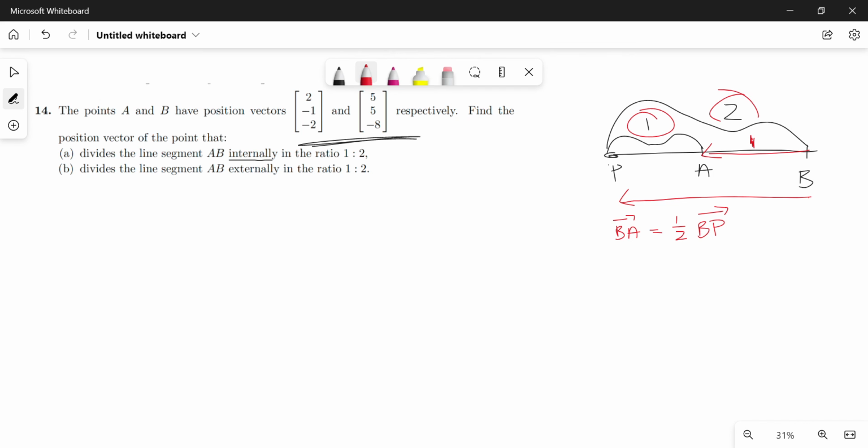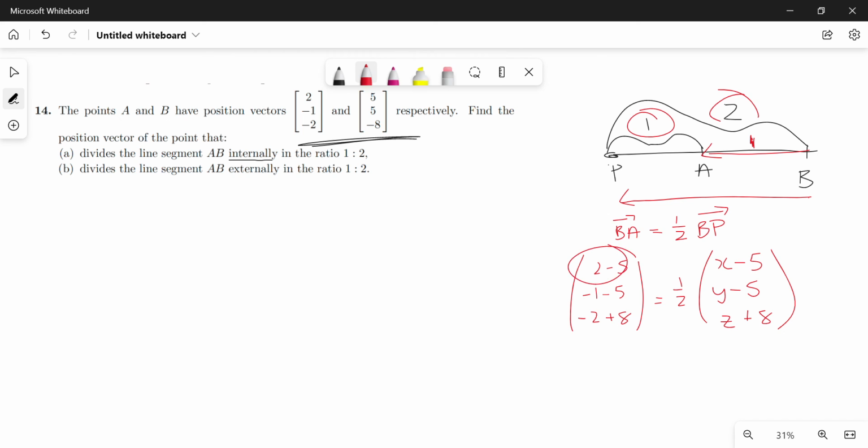Okay, so BA, we had that from before, we had AB, so I just take the negative of that, but I'll write it down anyway because I've rubbed it out. So I'll have 2 minus 5, 2 minus 5, minus 1 minus 5, and minus 2 minus 8. That's my BA, and that's going to equal half of BP, so P being X, Y, Z, and B being 5, 5, and minus 8. Alright, I might take each one separately.